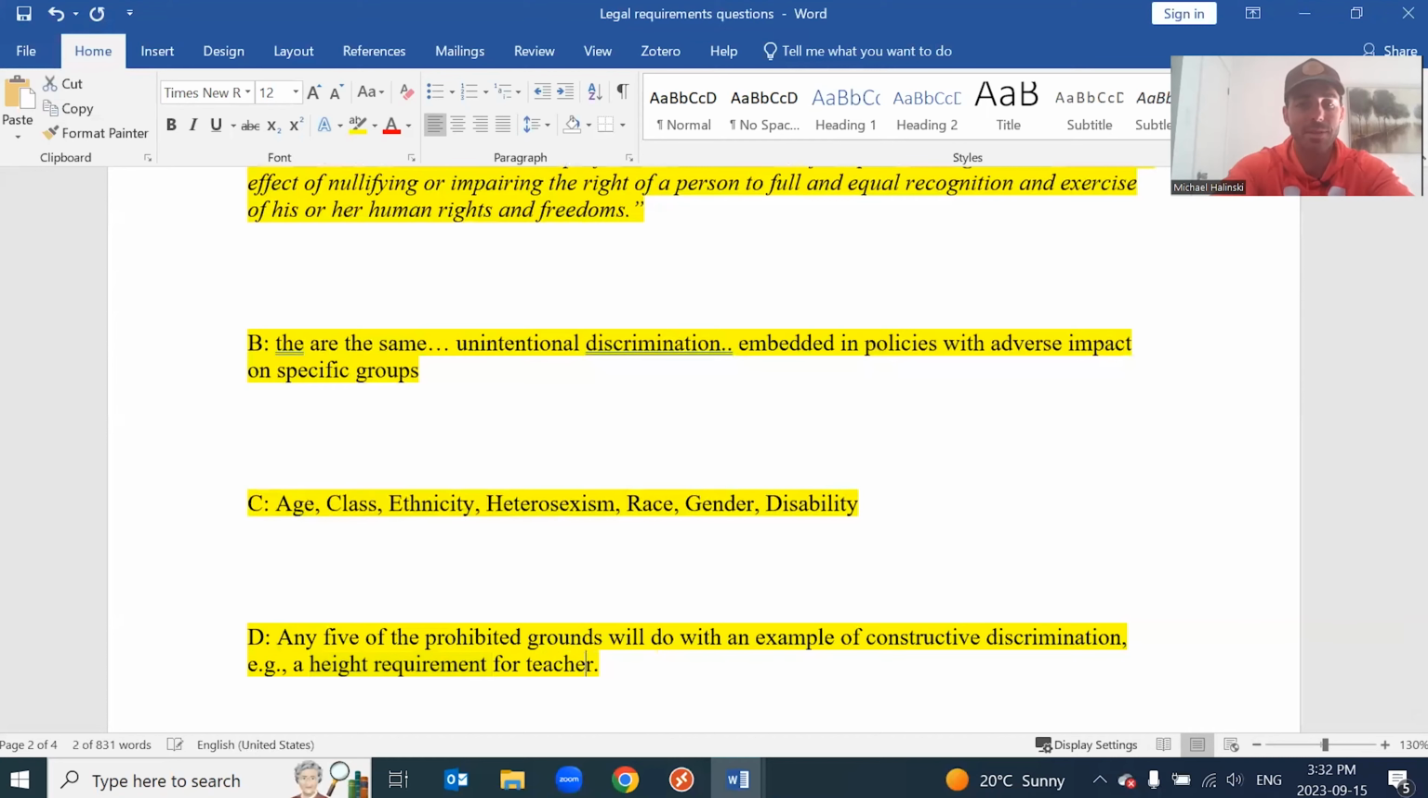What am I talking about? Servers, okay, in a restaurant. So any of these would do. You just have to figure out how you can embed discrimination within an inappropriate policy to discriminate against somebody. In this case, we would do gender-based discrimination, and you're embedding it within a height requirement for servers, okay?